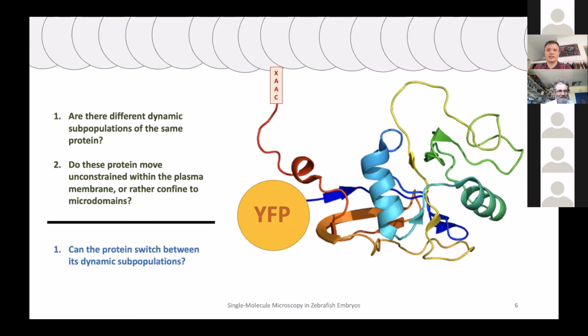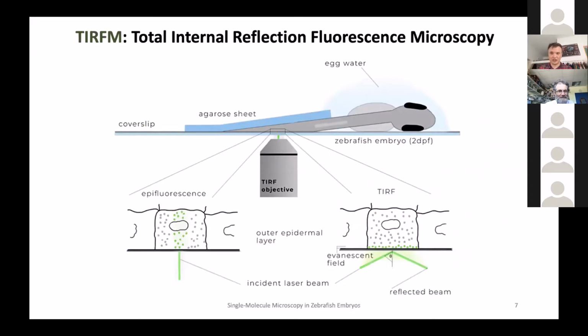So first, let's move to the first two questions that I mentioned, and that we do with the single molecule microscopy technique called TIRF, which is total internal reflection fluorescence microscopy. And here you can see the mounting setup of our TIRF microscopy technique. The excitation laser beam is totally reflected at the interface of our cover glass and sample, and that leads to the creation of the evanescent field.